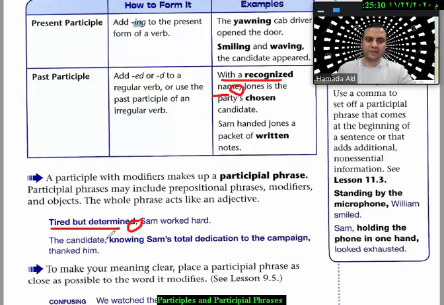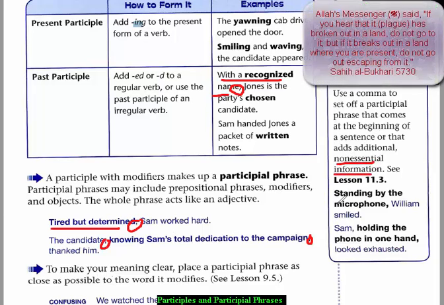And if it comes in the middle, you can put it between two commas because it's considered non-essential. Non-essential means not important information. A participle with modifiers makes up what we call a participial phrase. A participial phrase may include prepositional phrases, modifiers, and objects. The whole phrase acts like an adjective.